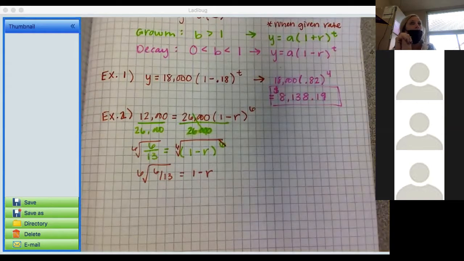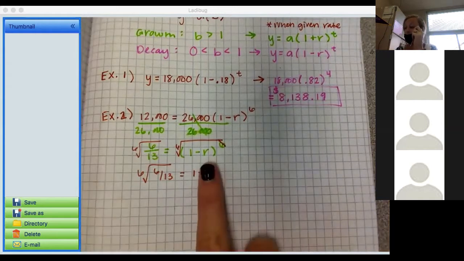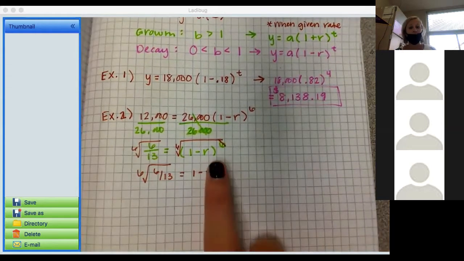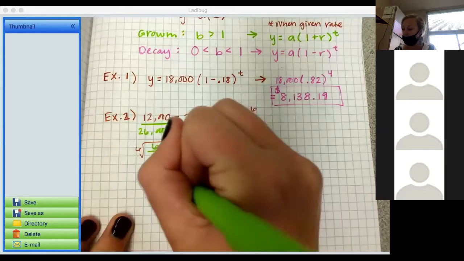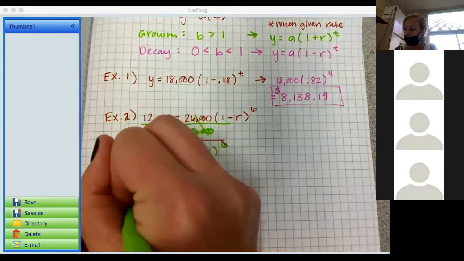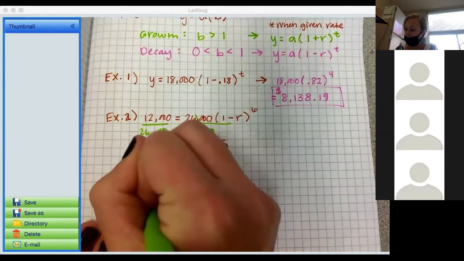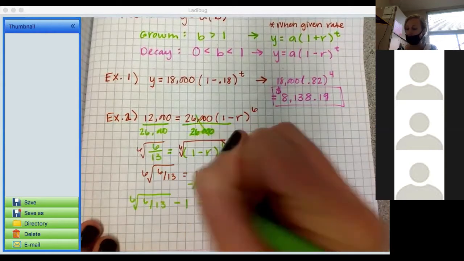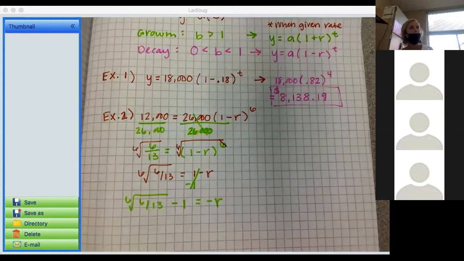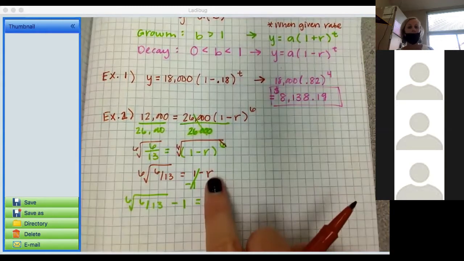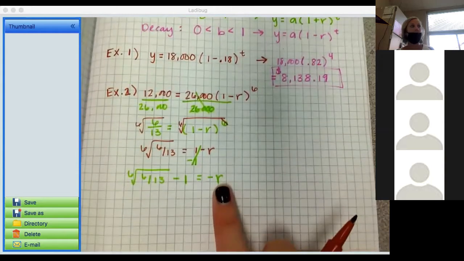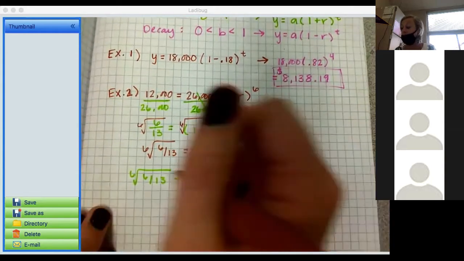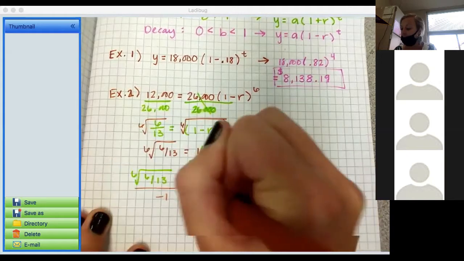Keep in mind, what are we trying to find? The R. So what do you move next? How do you move a positive 1? Okay, subtract 1 to the other side. So I've got the 6th root of 6/13 minus 1 equals negative R, right? Because it said minus R. So then how do you make the R positive? Divide by -1 or just move the negative? Yeah, I'm going to divide by -1.